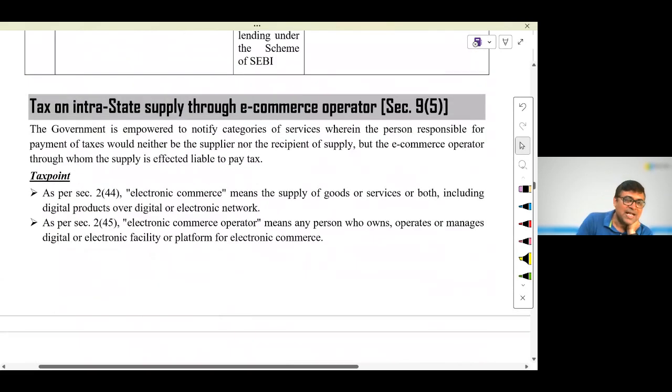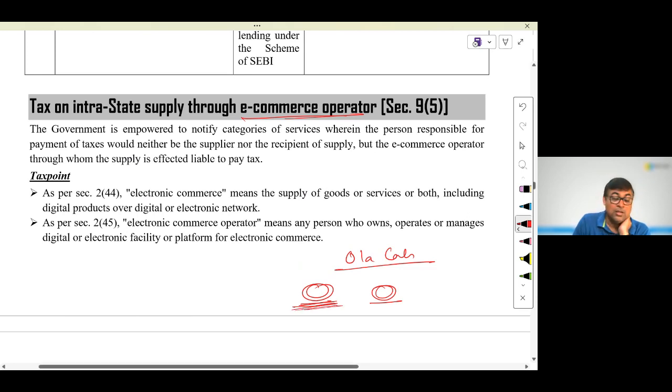Now comes tax on interstate supply through an e-commerce operator. One more thing, suppose I'm using Ola cab. I booked an Ola cab, a taxi with a chauffeur at my door, and I am the passenger. I use the service of this car, which is provided by the chauffeur. I paid rupees 200 to him.